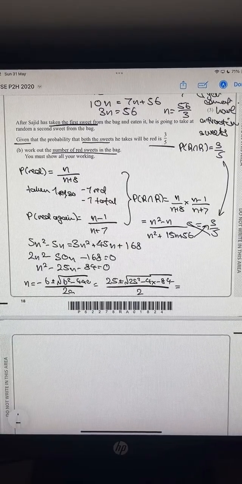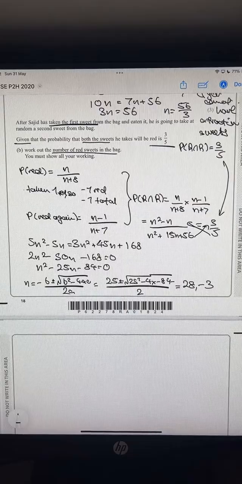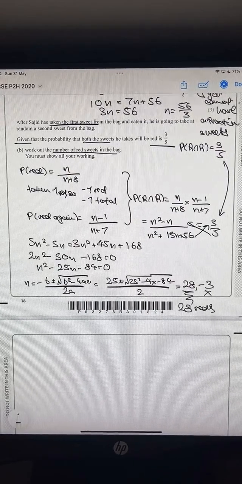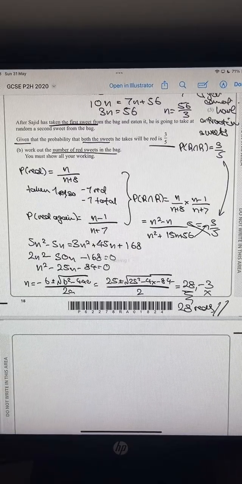I plug that into my calculator with the plus, and I get 28, and with my minus, I get negative 3. It is not going to be this. It is going to be this, because we cannot have negative 3 sweets. So I have 28 reds in my bag because n was my number of red sweets. That's what I set it out as.